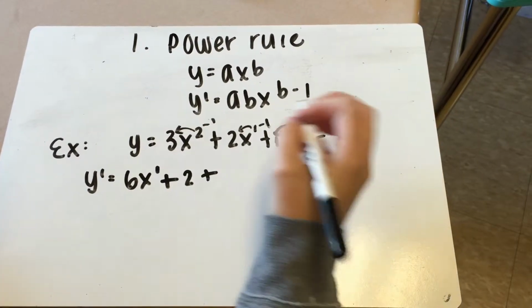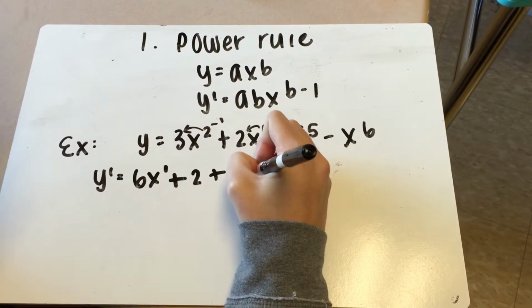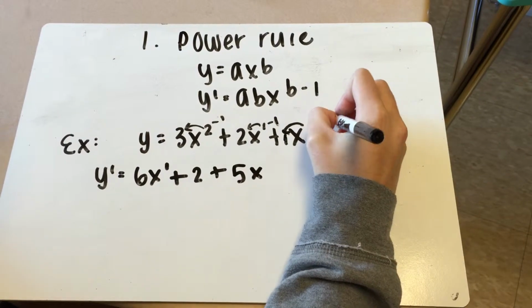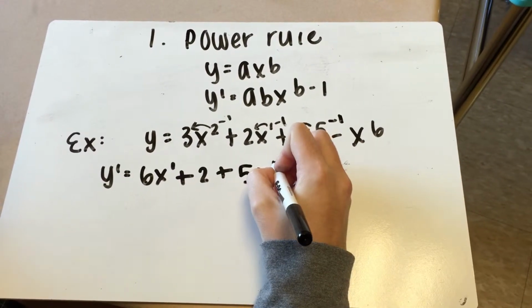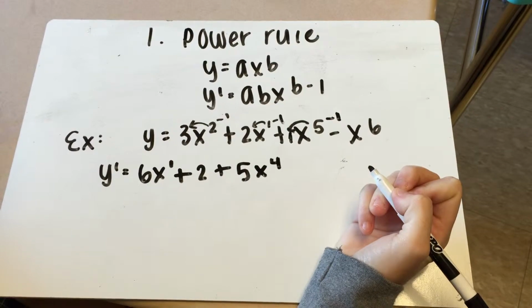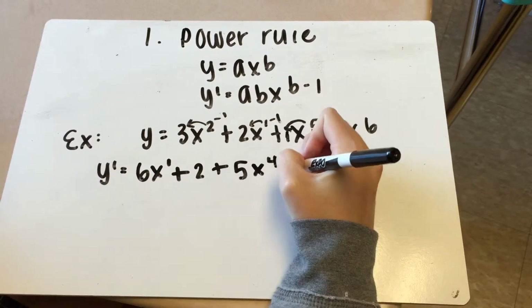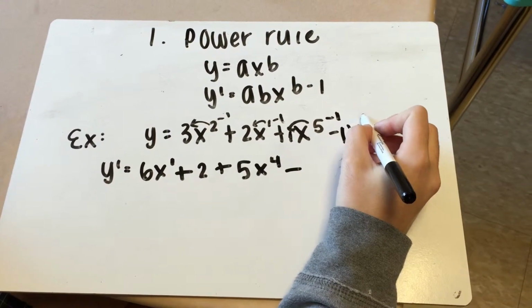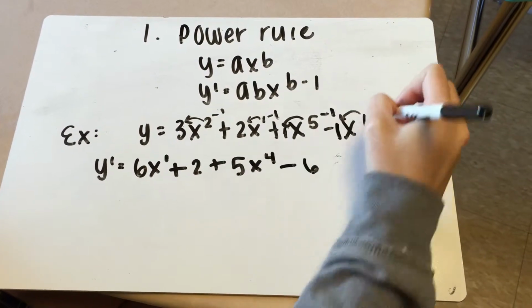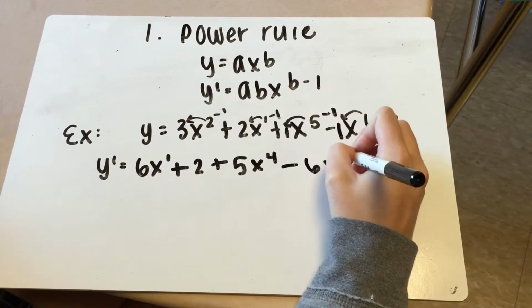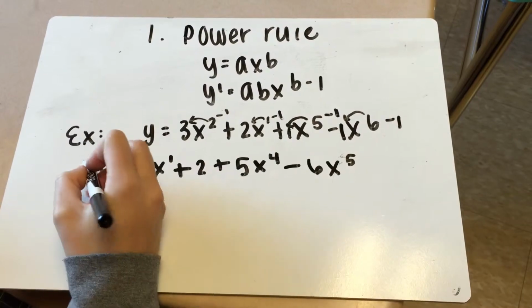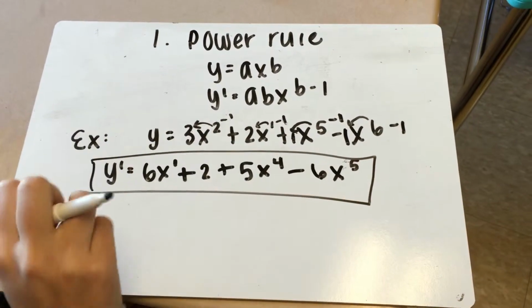The x to the 5th. We'll multiply the power by the invisible 1 in front of the x to give us 5x. Subtract the 5 power minus 1, so it'll be 5x to the 4th. We're going to repeat this one more time. 6 times 1, subtract the power, 6x to the 5th. And that is your derivative.